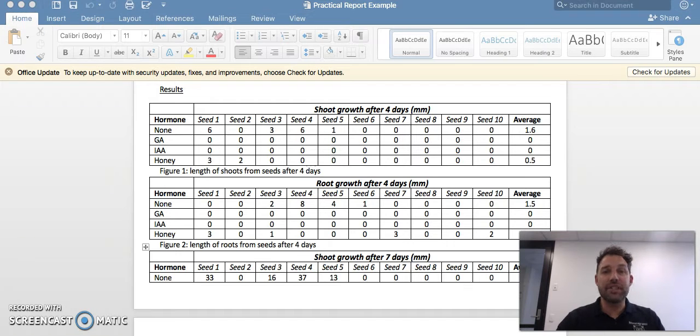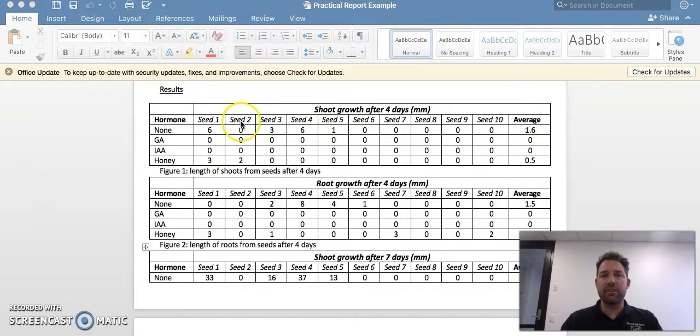Hi guys, I wanted to share an example of a practical report, just so you know kind of what's expected. This is not the same topic as what you did, so when you're looking here, you're seeing hormones, shoe growth. We didn't do that. No, you didn't do that. Don't stress. It's just an example from another subject.